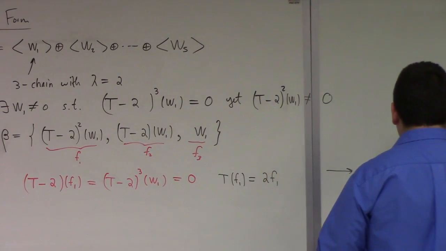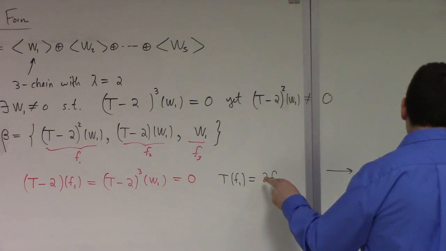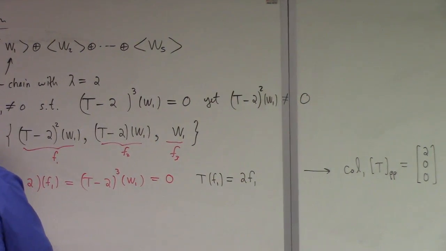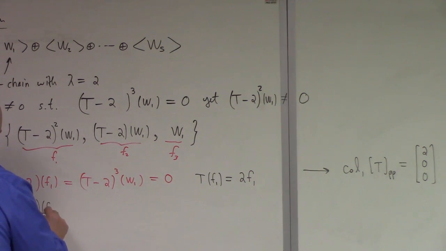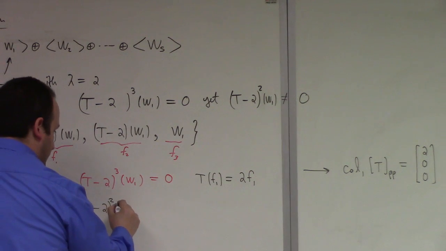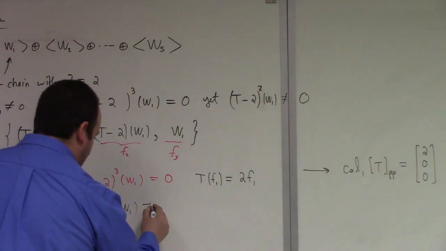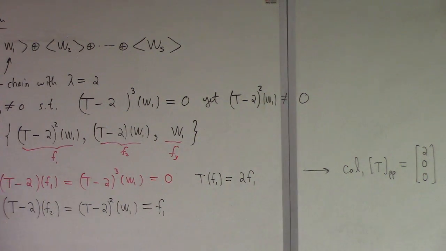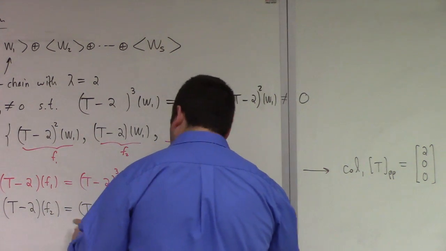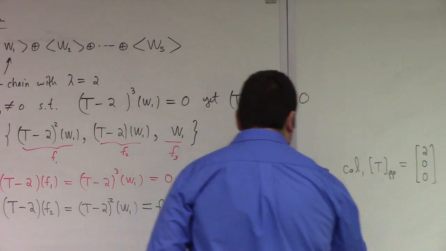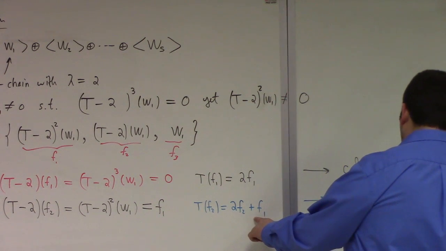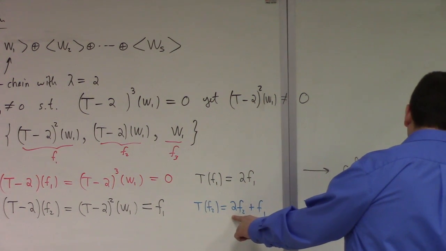So that translates to the first column in this matrix for this particular chain. Of course, we understand it's going to be just one of the blocks in the block diagonal decomposition. But here's the first block we're looking at anyway: 2, 0, 0. On the other hand, if we look at T minus 2 on F2, what do we get then? F2 is this. This gives me T minus 2 squared acting on W1, which is F1, right? So that gives me that T of F2 is equal to 2F2 plus F1. So column 2 of T beta beta is, let's see here, one copy of F1, two copies of the second thing in the basis, which puts a 2 here, and a 0 down here.